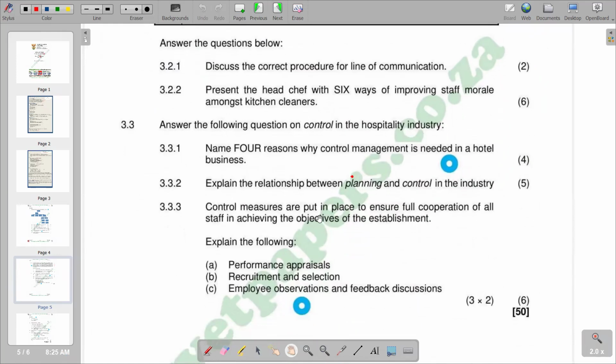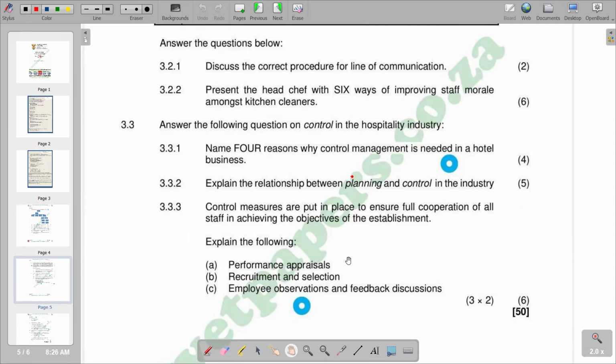Control measures are put in place to ensure full cooperation of all staff in achieving the objectives of the establishment. Explain the following: performance appraisal. So, performance appraisal is basically a regular review of an employee's job performance and overall contribution to a company. So, on performance appraisal, we are trying to evaluate the performance of the workers or the performance of the employees.